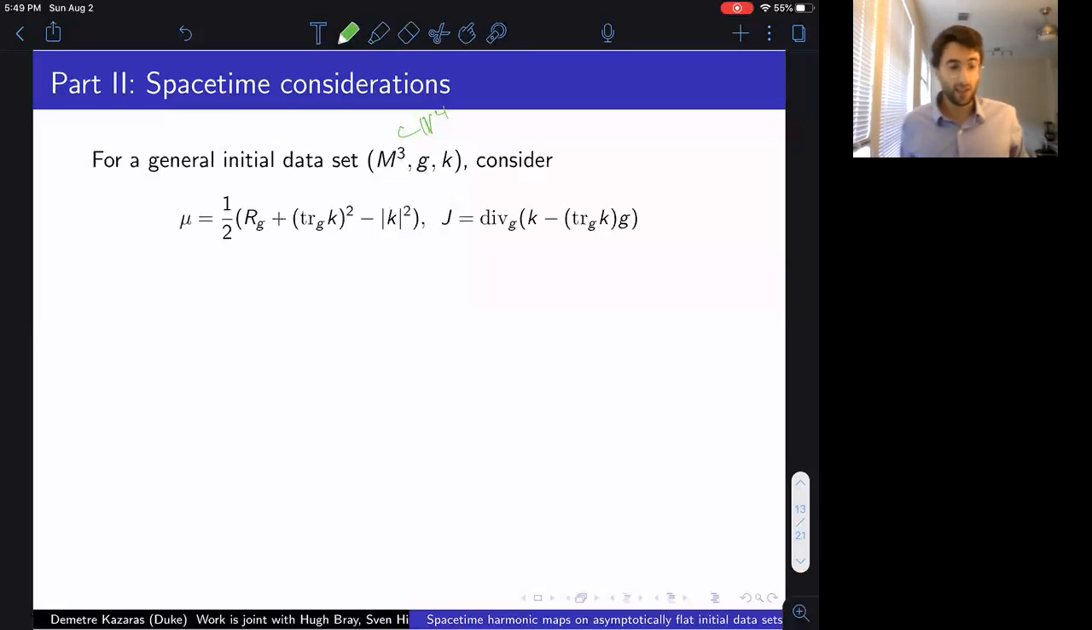Okay. Now, instead of just a single quantity, the scalar curvature, controlling the local energy density, there are two quantities of interest. There's again the local energy density, and then something which encapsulates how your manifold is being twisted in the spacetime. So you have this mu and j. The dominant energy condition is now articulated by the inequality mu is less than or equal to the norm of j.